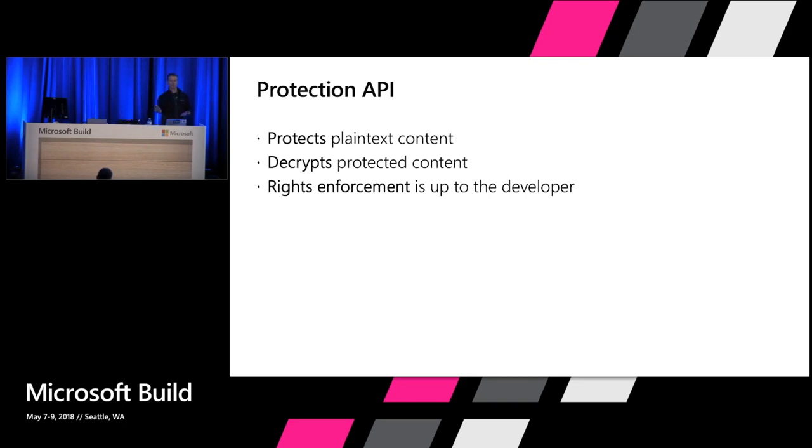Give me some encrypted or unencrypted content. Give me some plain text, and I'll give you back some ciphertext. It's responsible for decrypting protected content. So give me ciphertext with a publishing license, and I will give you back the plain text with some list of rights.